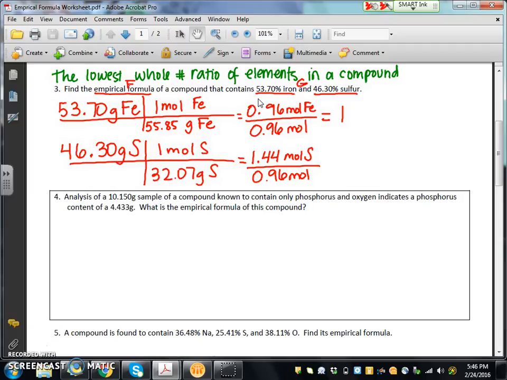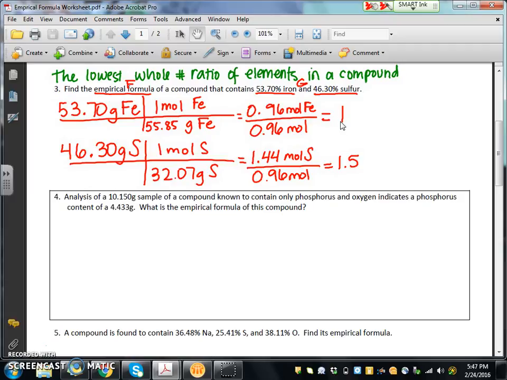1.44 divided by 0.96 is going to give me 1.5. We have just completed step number 3. The last and final line of the rhyme says multiply till whole. Now when we multiply till whole, what this means is that the answer we have cannot be a fraction or a decimal number. And that's because these numbers are how many atoms we have.